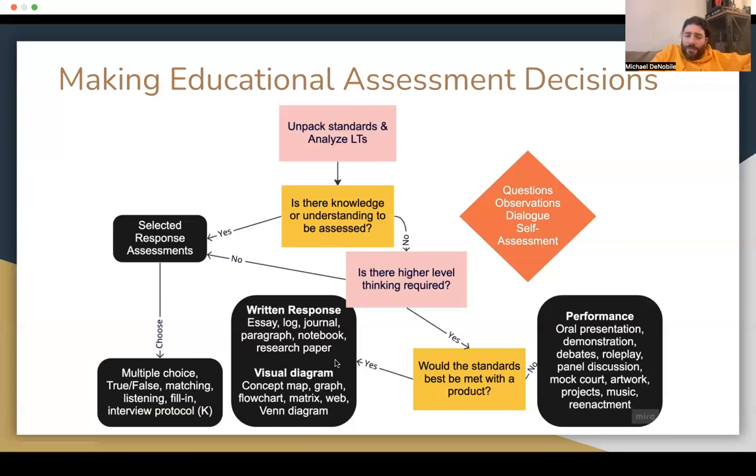But the point here is this: students don't always need to write something in order to demonstrate their comprehension and understanding of something and the mastery of those standards. Therefore, they can perform a task in order to demonstrate their mastery. Last thing I want to cover in this particular flow chart is that orange diamond.